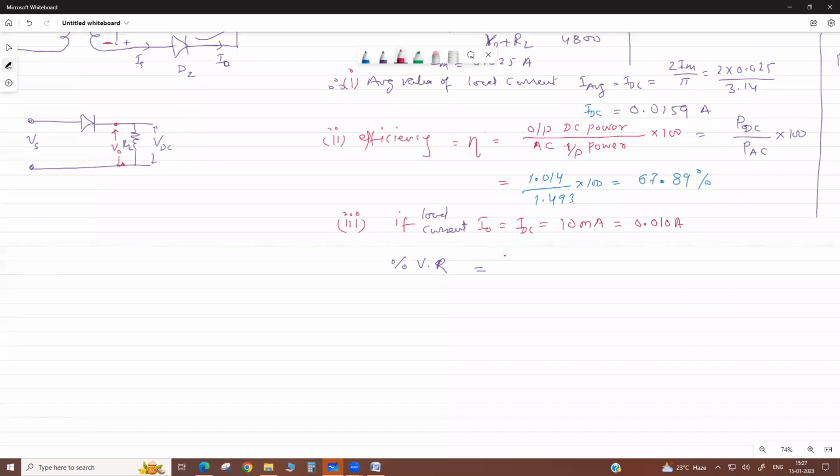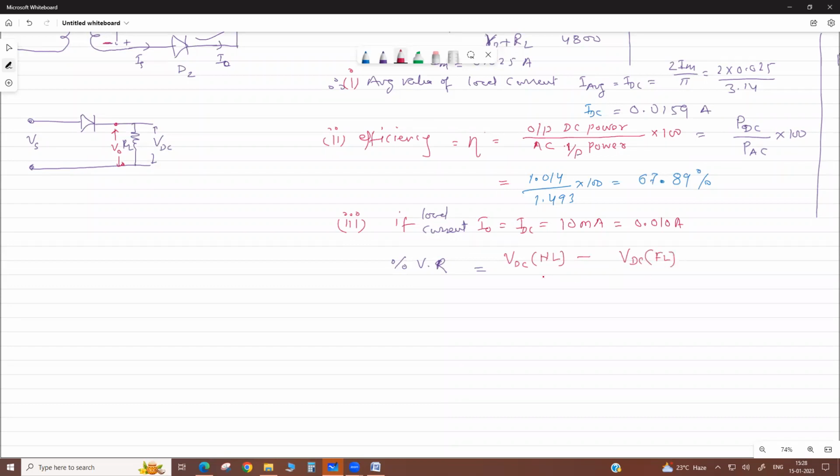Hello? No load. Regulation means, see, VDC, the average output voltage at no load, minus VDC at full load, rated. Divide with respect to full load, we calculate this percentage.